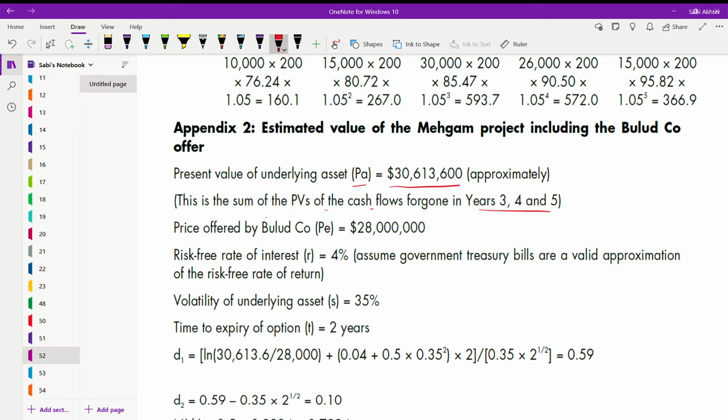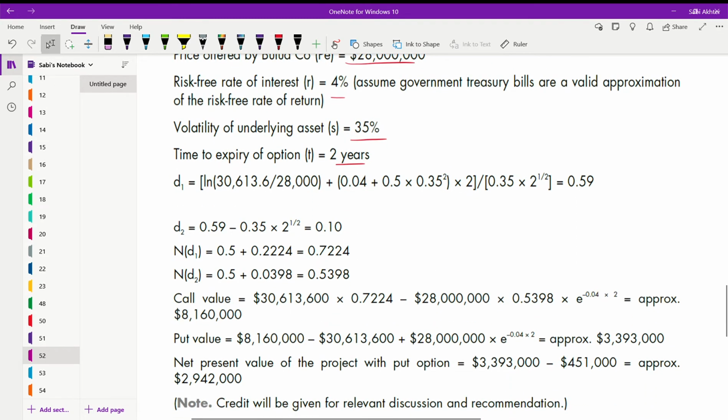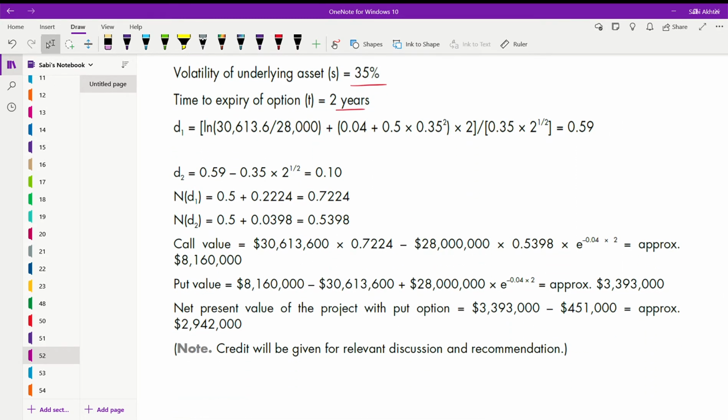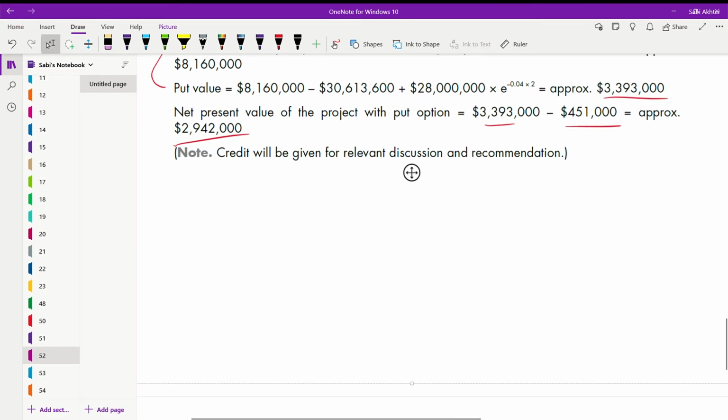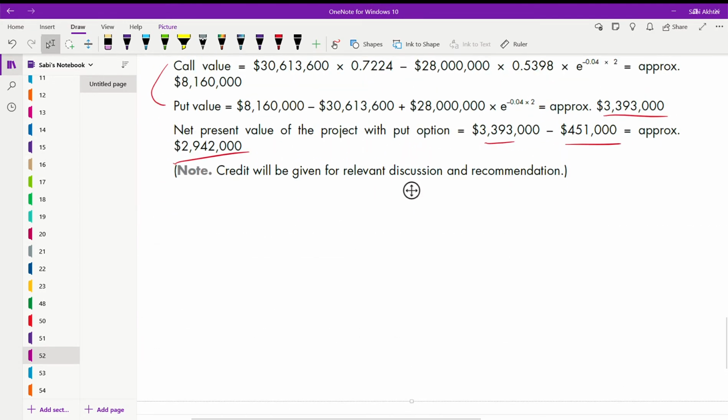Right? And this is the exercise price. Then this is the risk-free rate. This is the standard deviation. This is the time. Using all this, now you can find D1, D2, N(D1), N(D2) and the value of the call option. This is a put option, so you have to go further and find the put option. There's a formula for that also. Once you find this value, your net present value was negative, it was this much, so that needs to be deducted from the call option and this will be the total value. And then you have to recommend. Coming to 53.